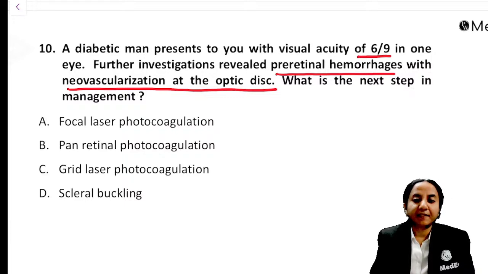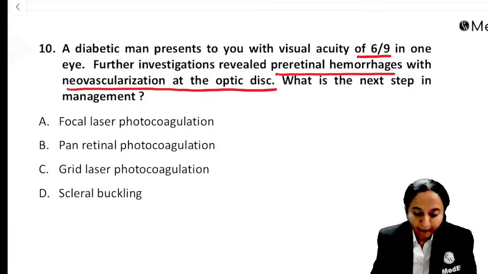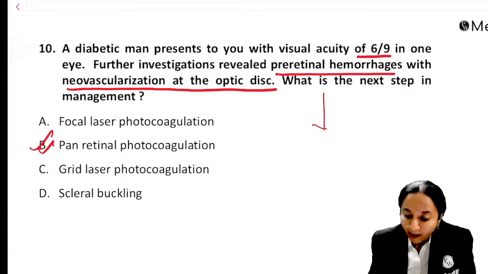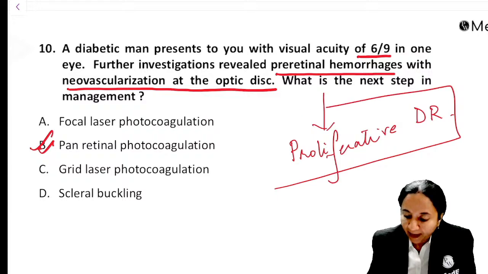Now, what is the answer for this? What is the answer here? Hello, I'll just wait for a couple of minutes for somebody to answer before I tell you. Correct. The answer is pan retinal photocoagulation. The answer to this is pan retinal photocoagulation. Why? Because see, pre-retinal hemorrhages and neovascularization, this is suggestive of proliferative diabetic retinopathy. So this is proliferative diabetic retinopathy.